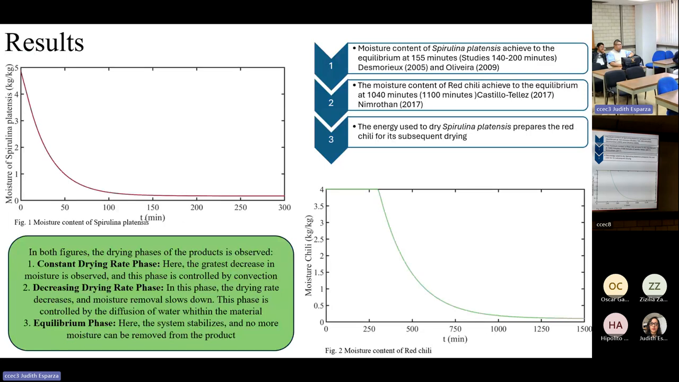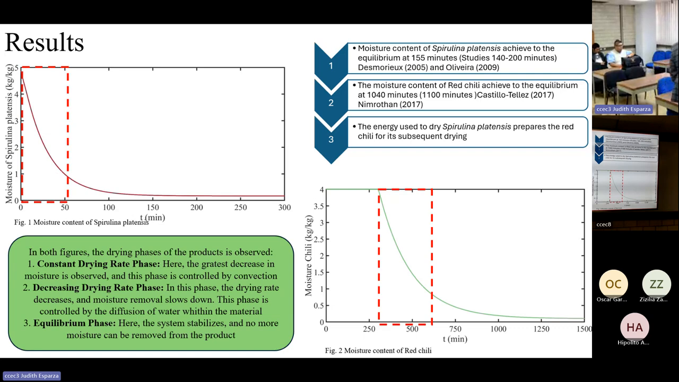Considering all these equations for the two-stage control, the moisture of the spirulina platensis reached equilibrium at more or less 155 minutes, but some research studies reached equilibrium at 140 to 200 minutes. In the second case, moisture of red chili, we observe that the moisture content adjusts to the equilibrium at 1040. Other studies say that the moisture content adjusts to the equilibrium at more or less 1100. So considering this, the energy used to dry spirulina platensis prepares the red chili for its subsequent drying.